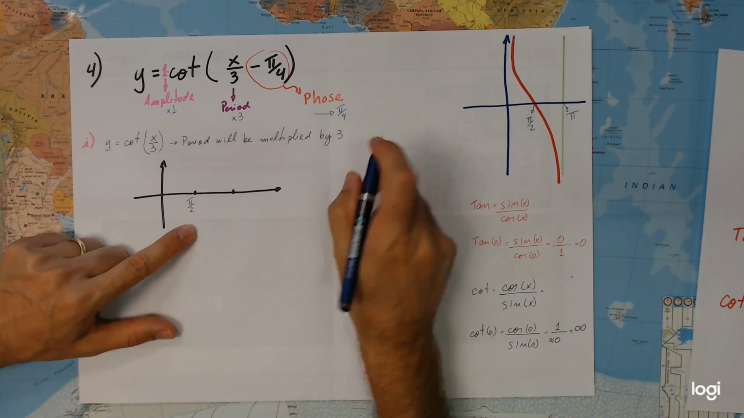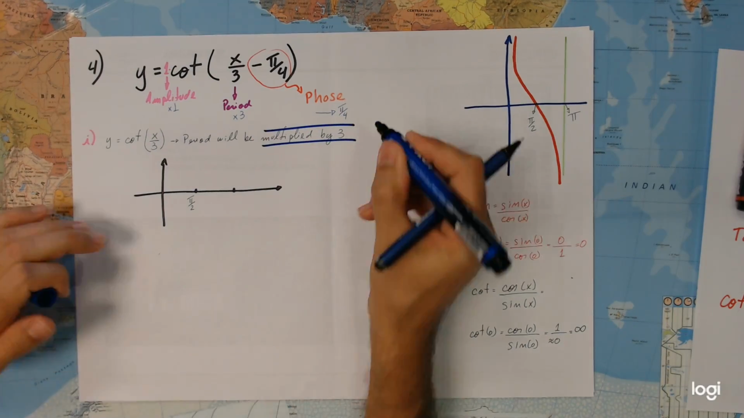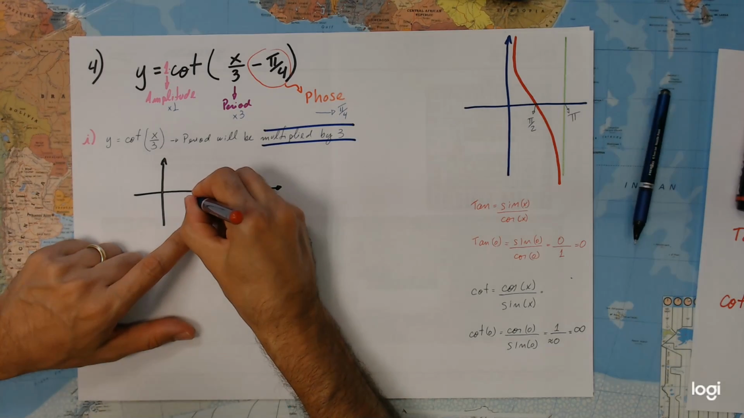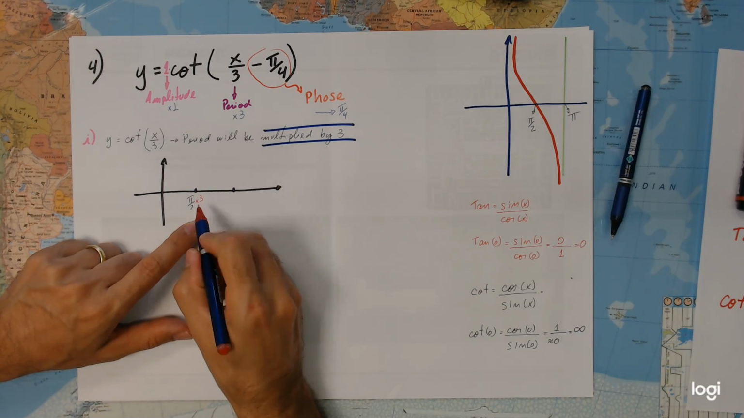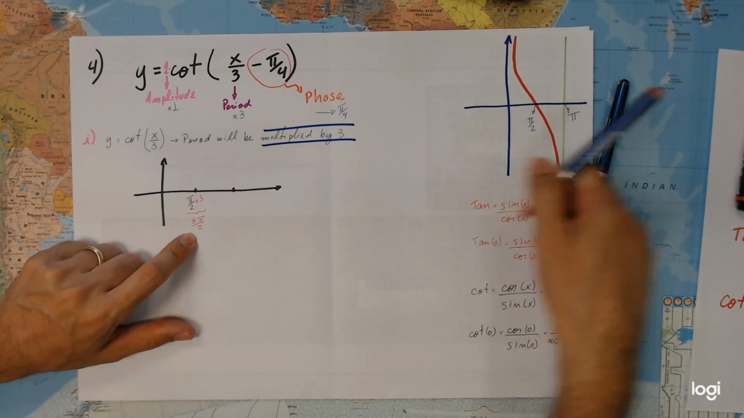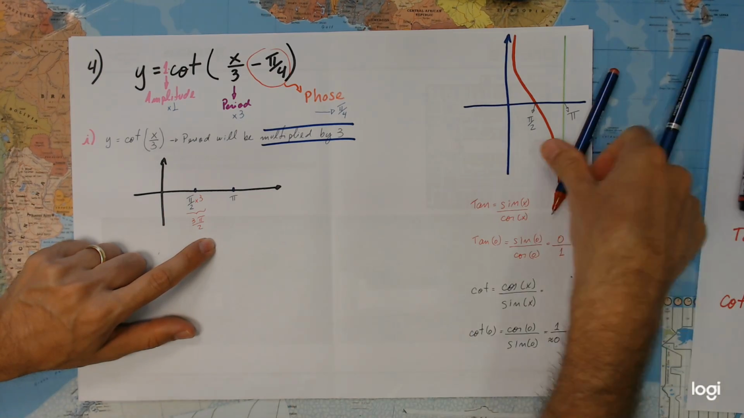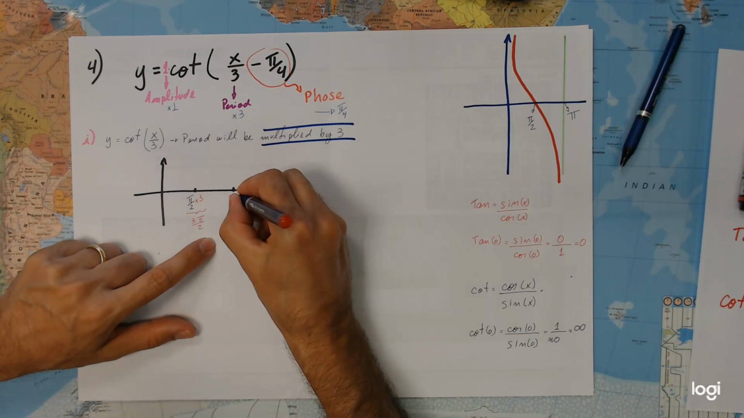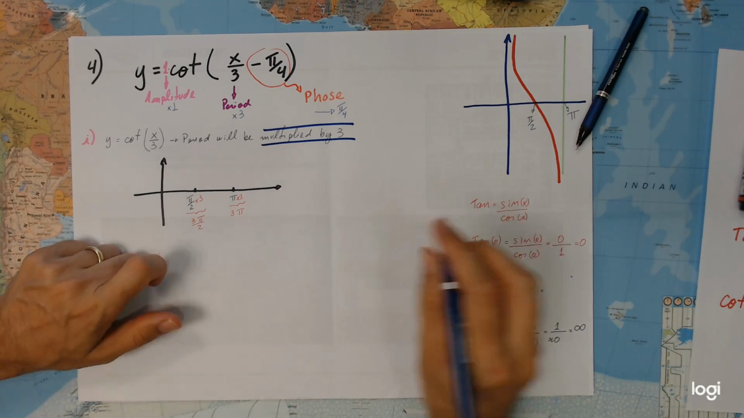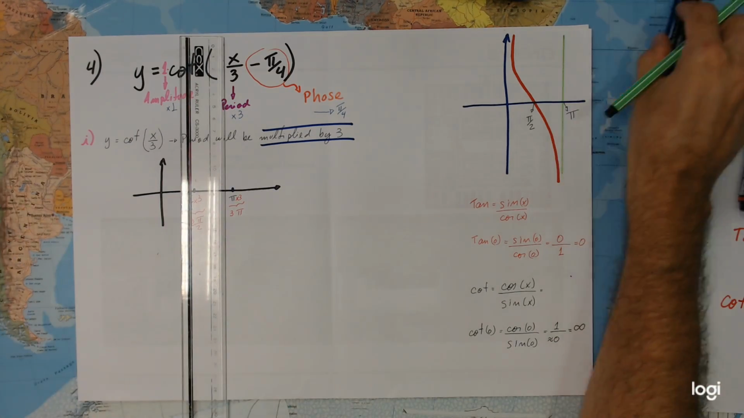But instead of pi over 2, we are going to multiply everything by 3. Remember? So now it is going to be this one times 3. So this is going to be 3 pi over 2. Here it used to be pi, but now it must be multiplied by 3. So now this is going to be 3 pi. Our asymptote is going to be precisely in here.